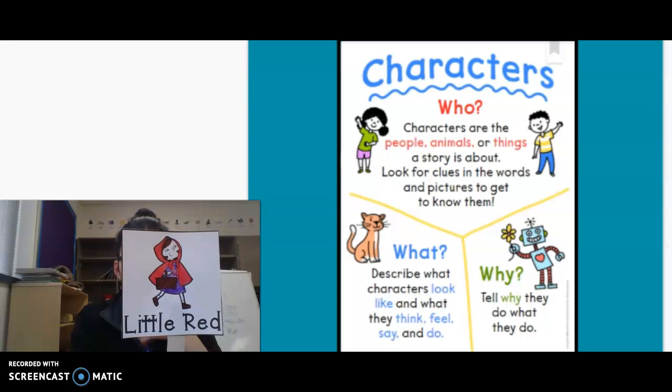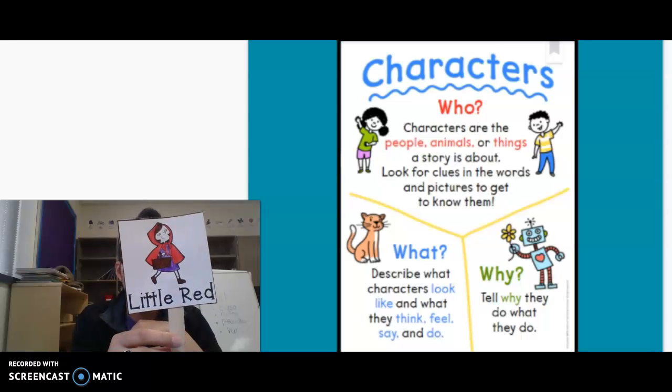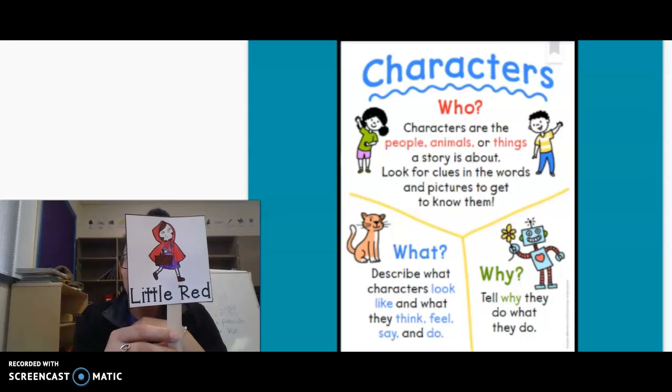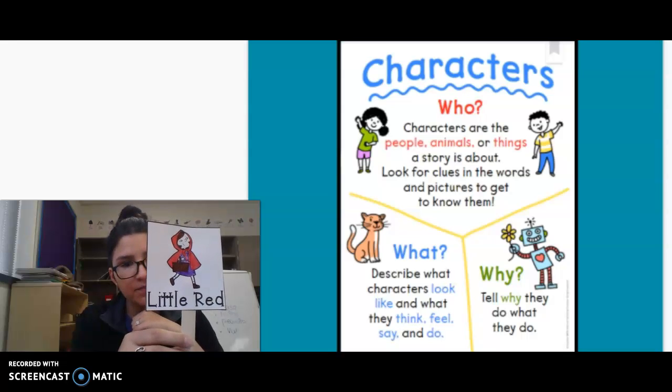How does she feel? She feels a little bit worried for her grandma. She knows that if she brings her some tortillas, it's going to make her feel better, right? So she's kind. She's very thoughtful.